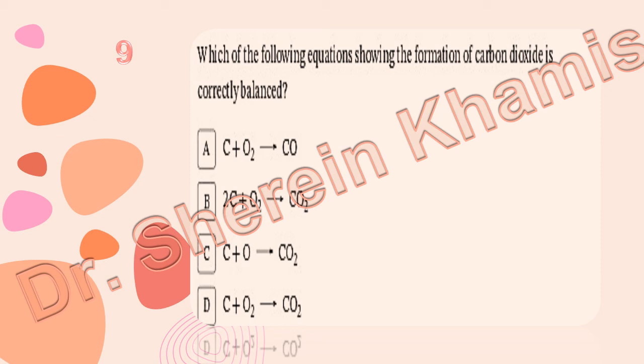Here we have two carbon in the reactant but one in the product, so it is also wrong. We have letter C, one carbon and also one in the product, one oxygen atom but two in the product. The last one, D, we have one carbon atom and one in the product. Also we have two oxygen atoms and two in the product, so the right answer will be letter D.